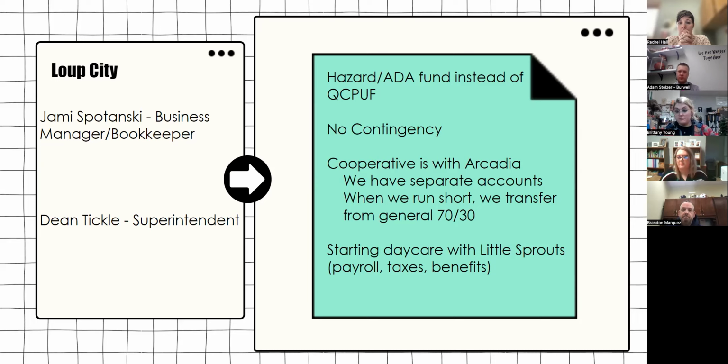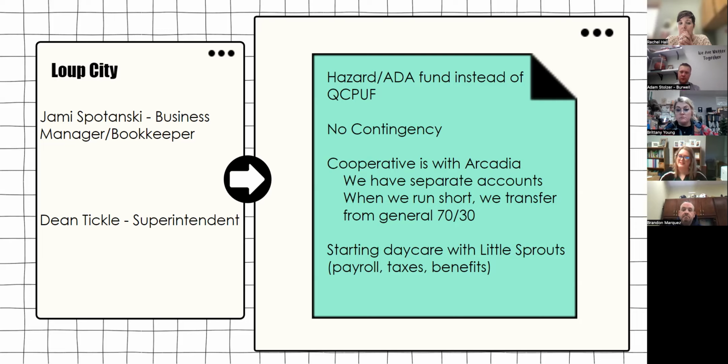I asked specifically about the cooperative fund since that was brought up last time. We are in a cooperative for sports athletics with Arcadia. We're Arcadia Loop City. She said we do have separate accounts, and when we run short, we transfer it from the general fund. Then we do a 70-30 split with that. We used to be 50-50. Arcadia is quite a bit smaller than Loop City, so we had to change that a little bit. We were 80-20, and now we're a little more equitable, at least on our side, with the 70-30 split.